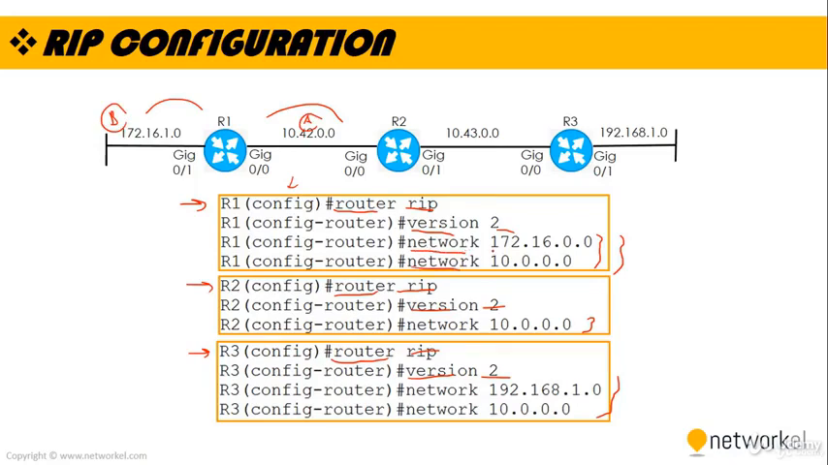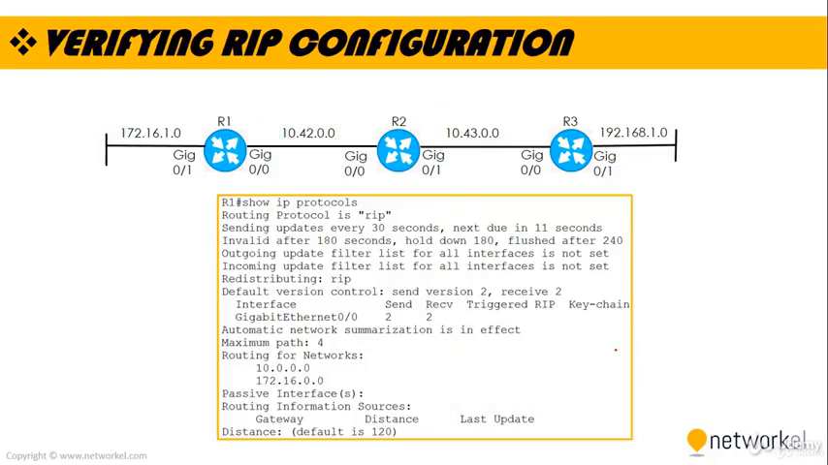For example, network 10.0.0.0 for this network, and I'm typing 172.16.0.0 for this network on router 1. And for router 2, the same logic. It's just connected to the 10 networks, as you can see, this one and this one. So it's enough that I just type network 10.0.0.0 for this. And for router 3, I'm typing 10.0.0.0 and the C class of this network. Alright, that's pretty cool.